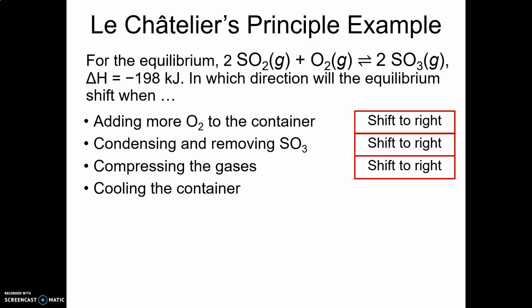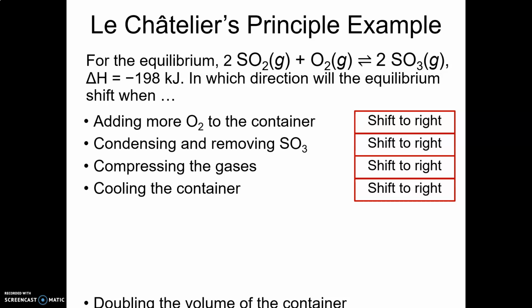What about if we cool the container? Well, we have to come back to this delta H. The negative says that it's exothermic, which means heat is going to be a product. So if we are cooling it, we are removing heat. So I'm removing a product, which means it's going to shift towards where I removed, which means it shifts to the right. So there are a lot of ways that you can say shift to the right, because we've just said 4 different ones.